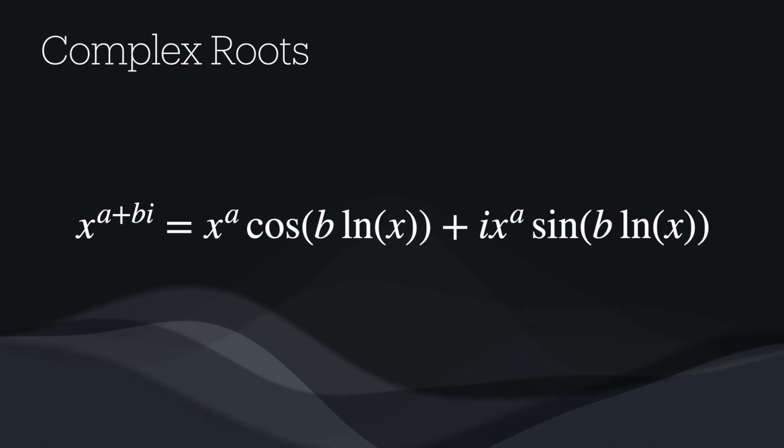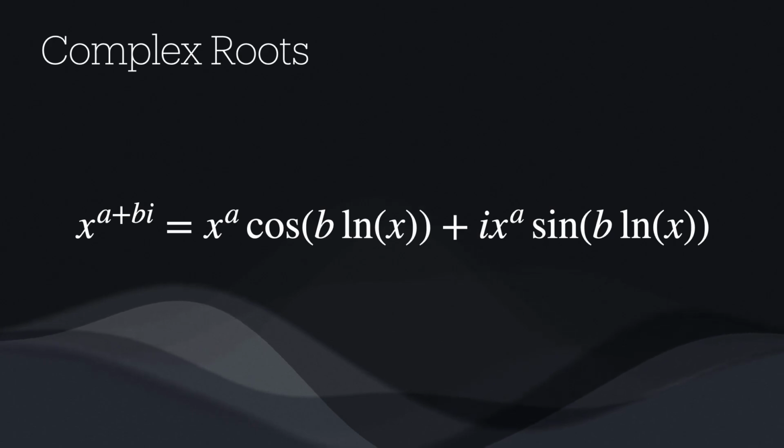If you have complex roots, you can use the following formula. This formula will include sines and cosines of ln x multiplied by x to the r. This formula can be derived using Euler's formula and some basic algebra.